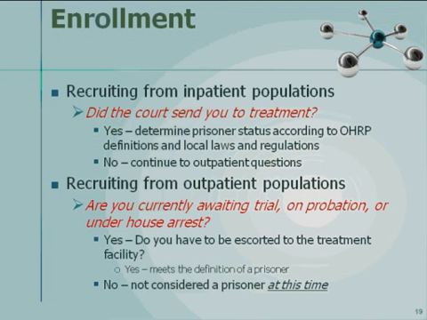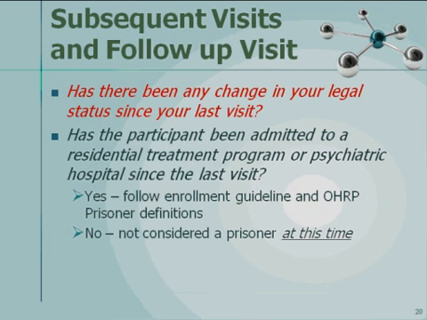Again, that's why it gets so labor intensive. So during follow-up visits, since you've already established their legal status at baseline, you want to determine: has there been any change in your legal status since your last visit? This is a question you want to ask the participant, pretty broad, pretty open-ended. It's going to prompt a lot more questions. And then a question that the research staff want to ask themselves or determine on their own: has the participant been admitted to a residential treatment program or psychiatric hospital since the last visit, so they can try and get at those other definitions of being a prisoner.